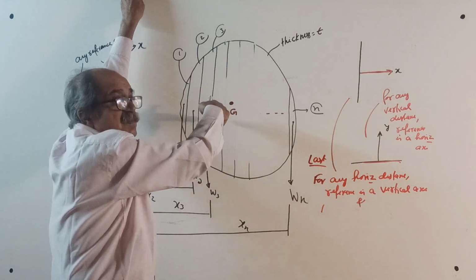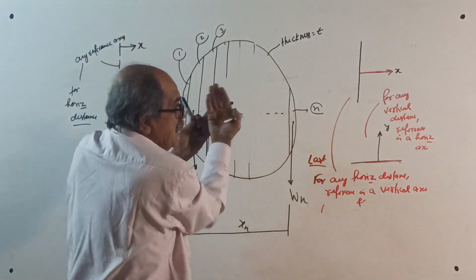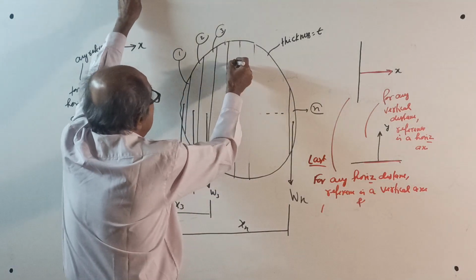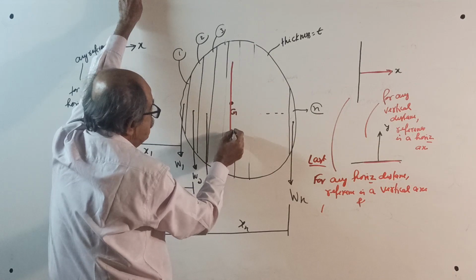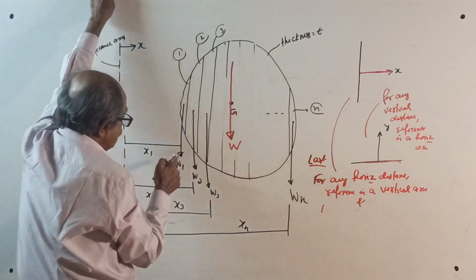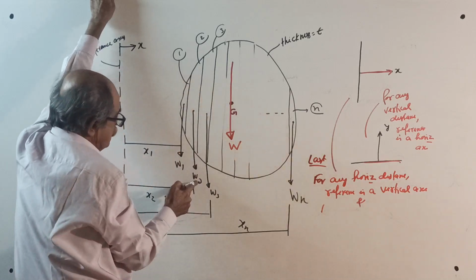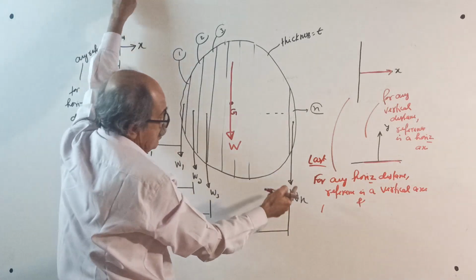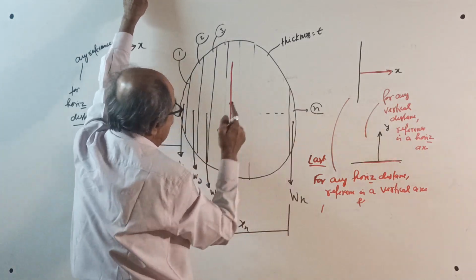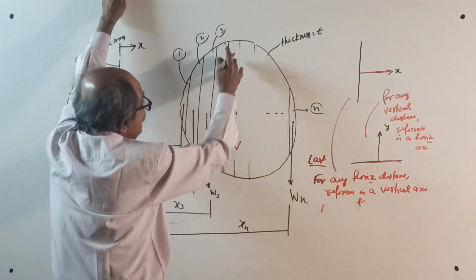Actually, it is inside the body. If it is inside the body, you project here G, where the weight of the entire body is acting. W. See, W1 is for part 1, W2 is for part 2, W3 is for part 3. That way, Wn is for part n, and W is for the entire weight.